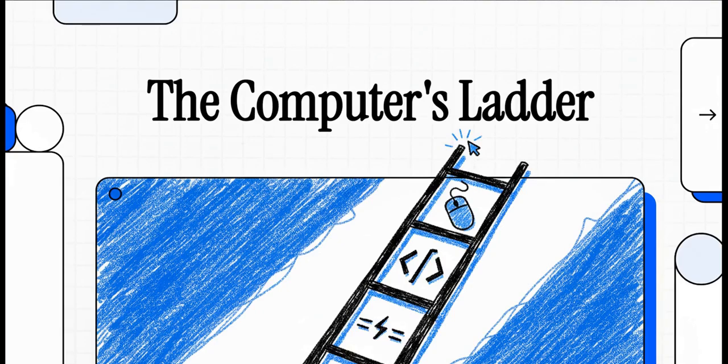Today we're going to do something kind of cool. We are going to climb down the computer's secret ladder. I mean, think about it. You click something on your screen and magic happens. We're going to trace that single click all the way down to the tiny electrical pulses in the hardware that make it all work. So let's start the descent.